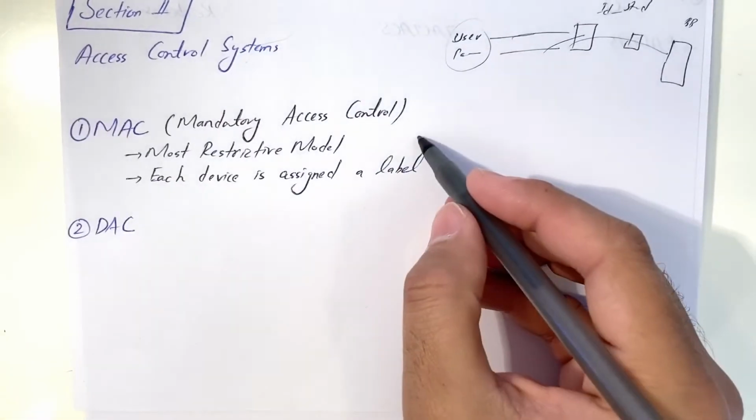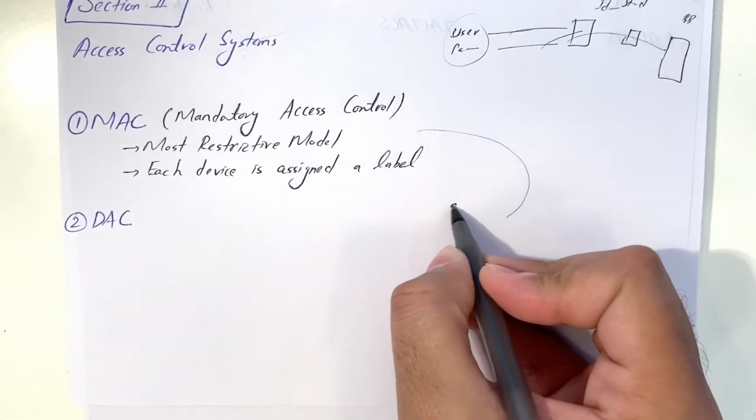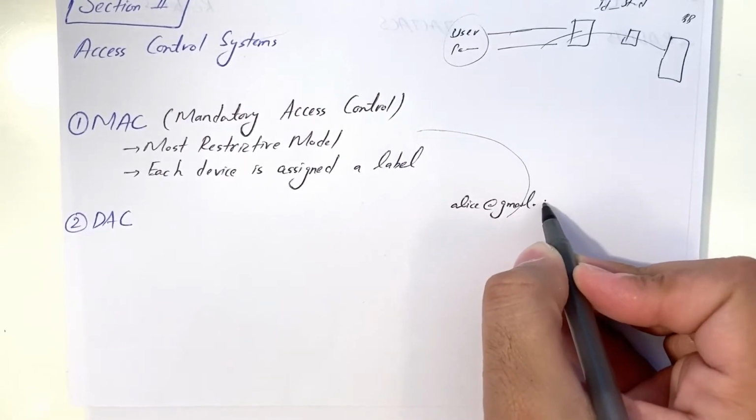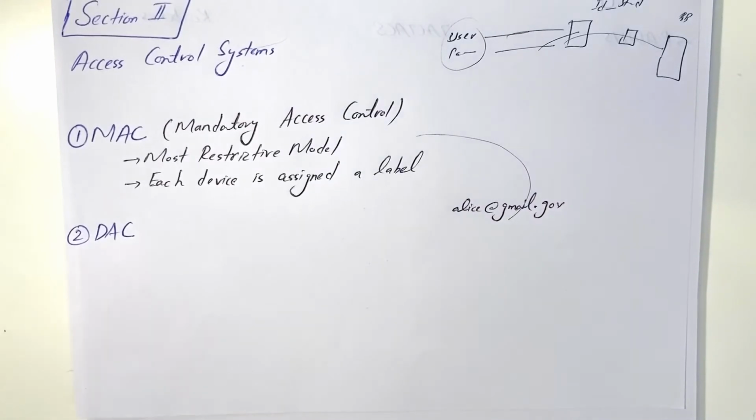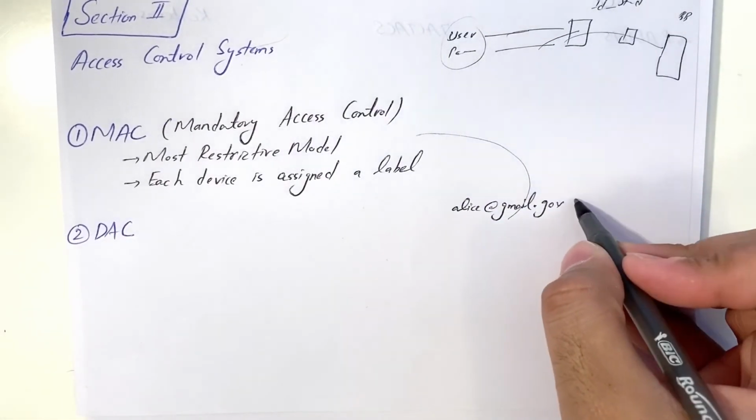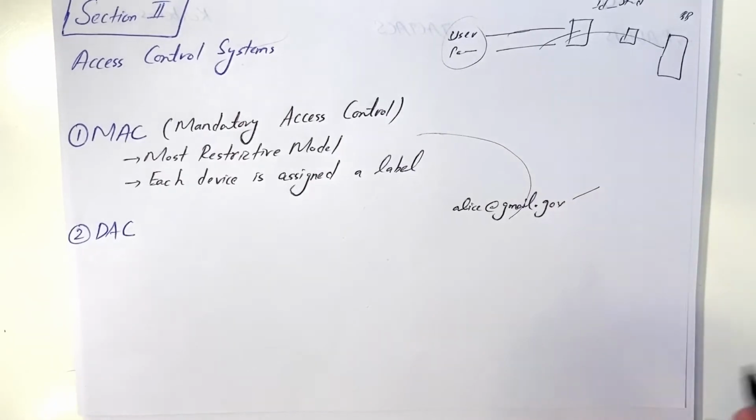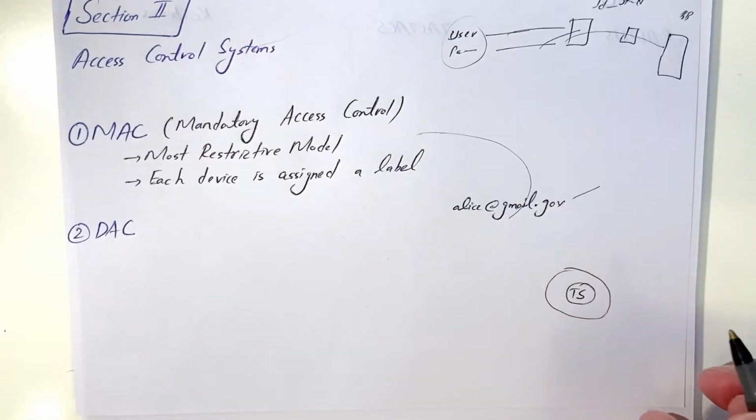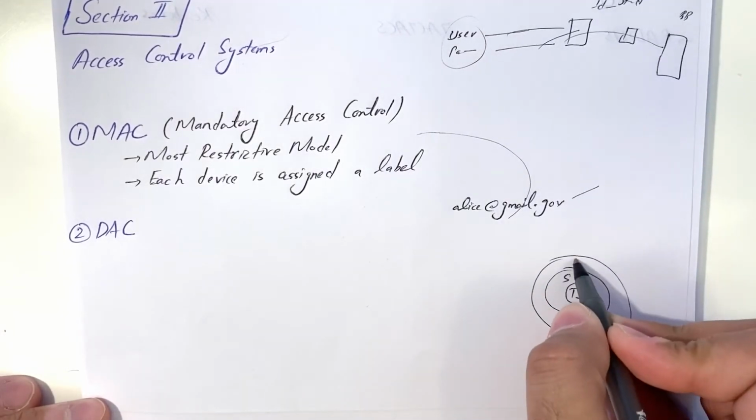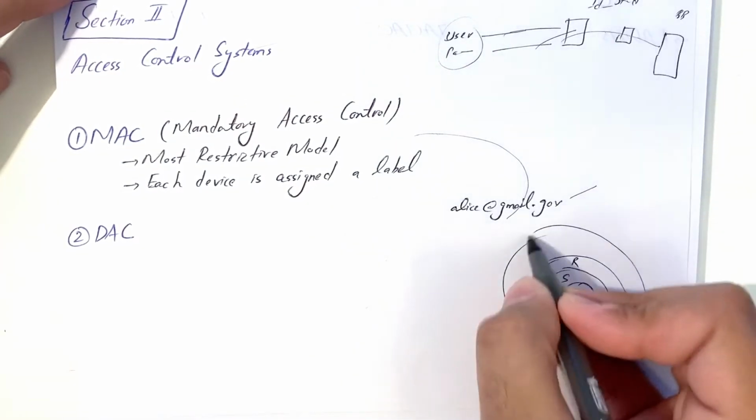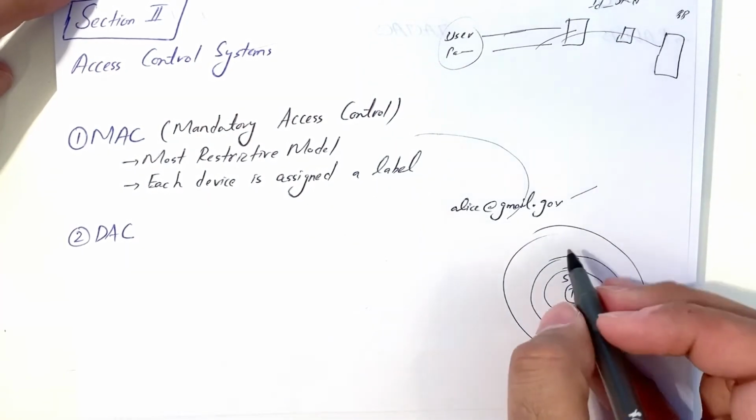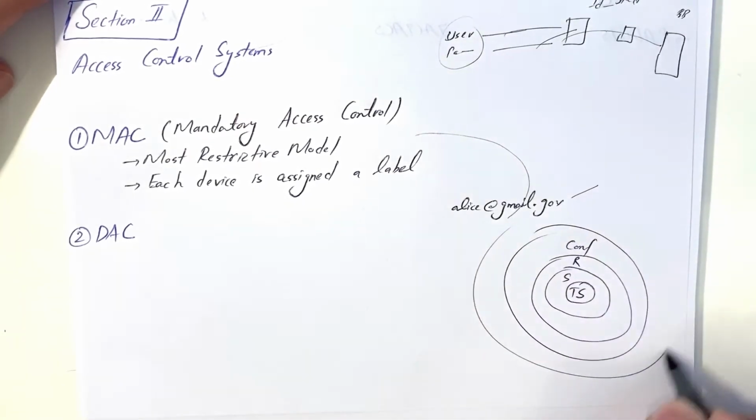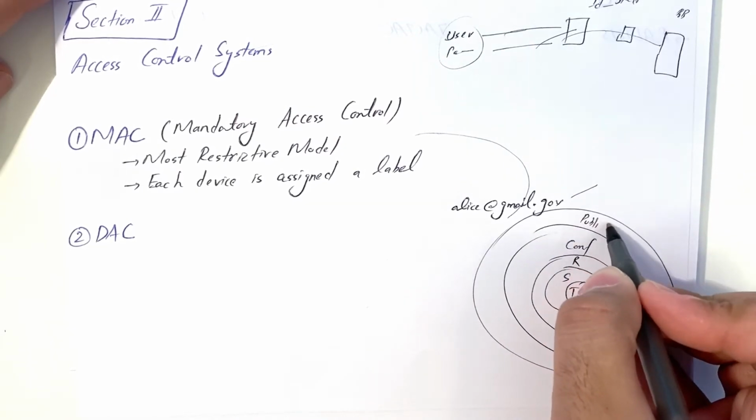So let me explain. For example, let's say we have a user Alice at gmail.com, or for example, gov. I'm just giving an example. Now, if she has some level of clearance, she might be able to access top secret data. Maybe she can access secret data, or restricted data. There are different tiers: top secret, secret, restricted, confidential data, and the last one is public data, or you can say unclassified.